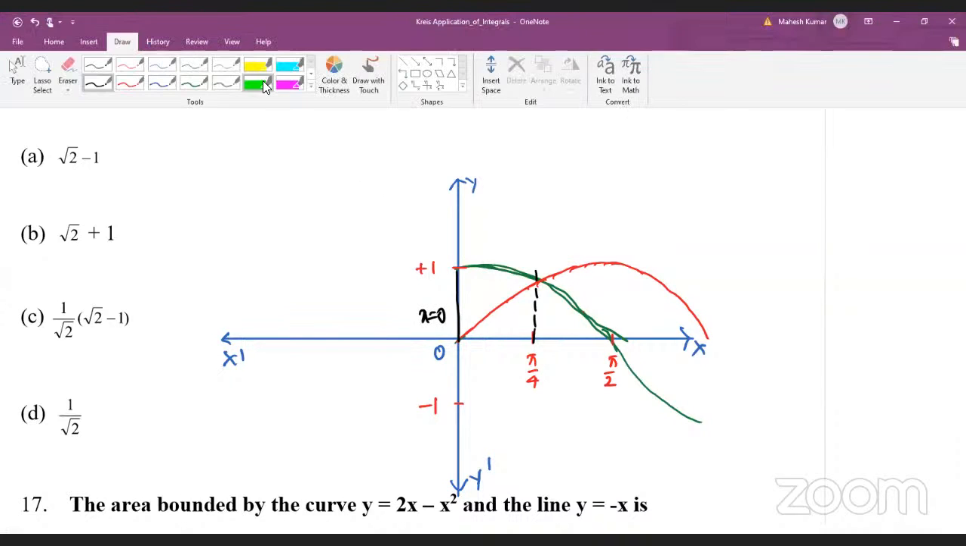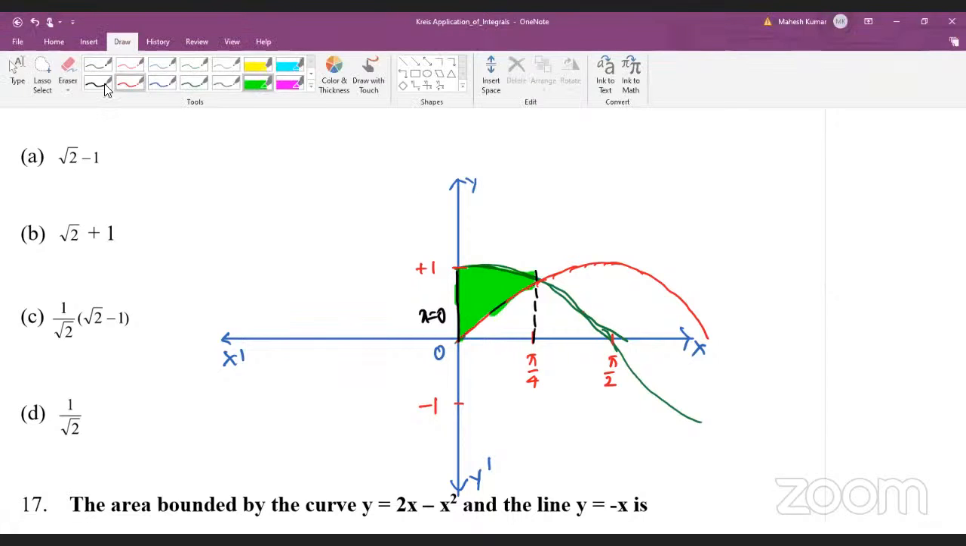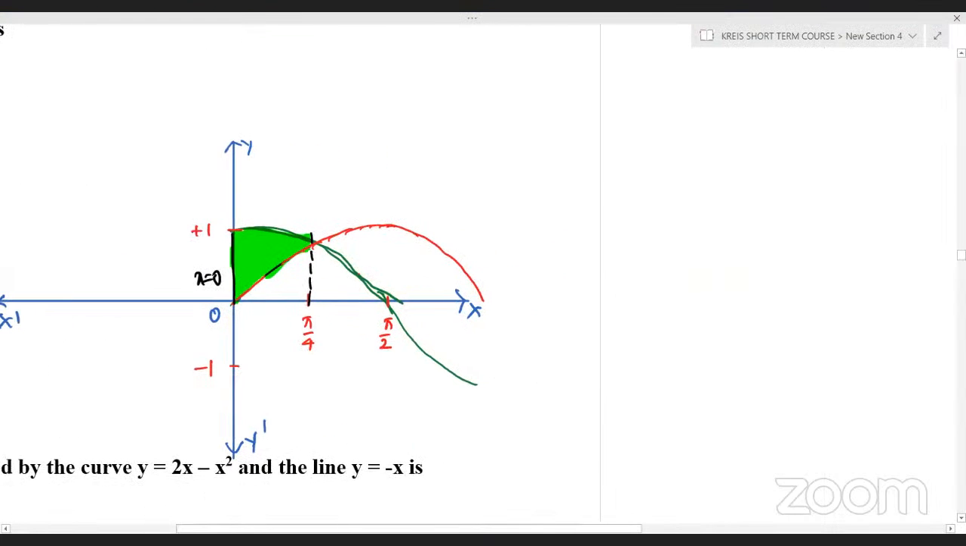Now you want the area. This is the required area you want, the shaded region. So this region you are supposed to find out. So now you can make out this area. You can calculate like this.